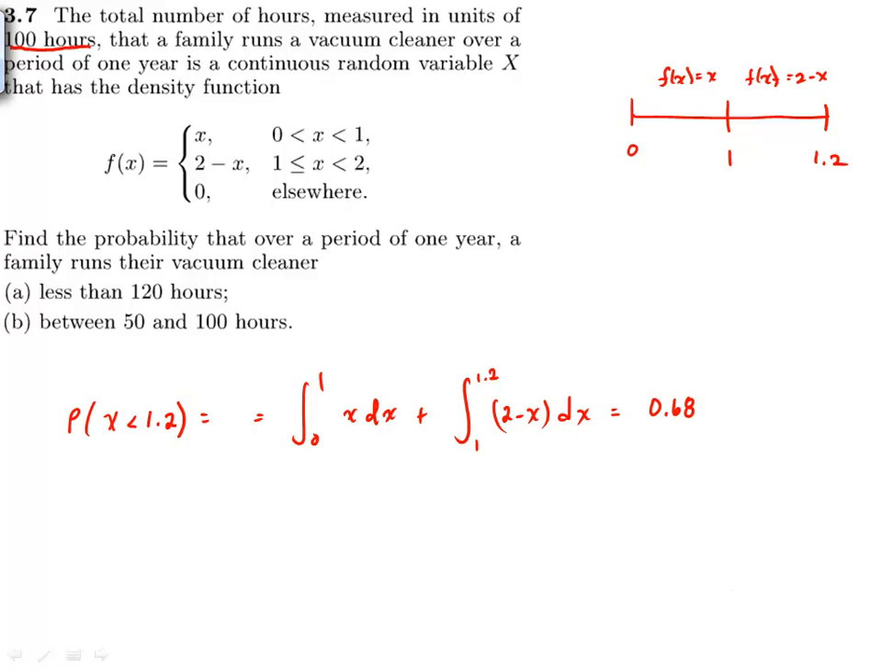Okay, so part B is between 50 and 100. For that portion, we are looking at this range, and we don't have to consider the other portion. So B is the probability of x being between 0.5 and 1. This is the integral from 0.5 to 1 of x dx, and this is 0.375.